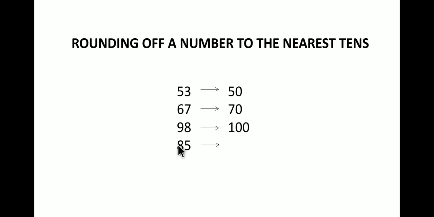Next we have 85. Now there is 5 in the ones place in 85. That means it is exactly 5. So will it contribute? Yes. Okay, so 85 will be estimated to be very close to 90.